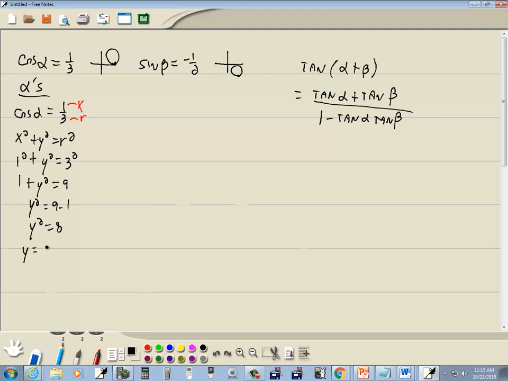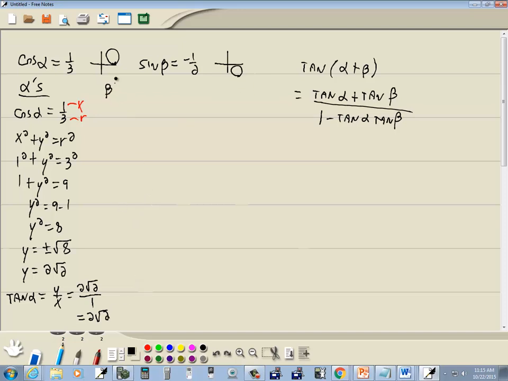Now, square root property. We drop our squared, we put a plus or minus square root on the other side. Now, it's in quadrant 1, and everything's positive in quadrant 1. So I drop the negative and keep the positive. And square root of 8 simplifies to 2 square root of 2. Now, tangent alpha is going to equal y over x, which will be 2 square root of 2 over 1, which is simply 2 square root of 2.